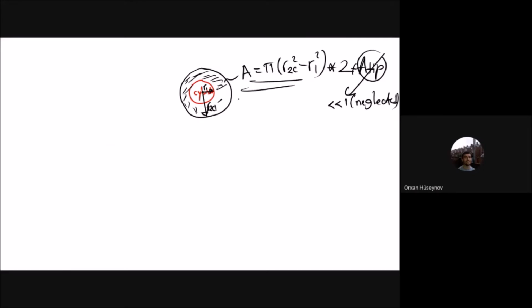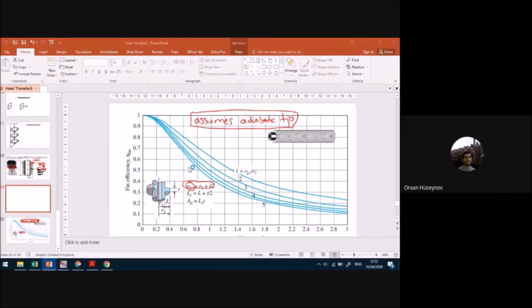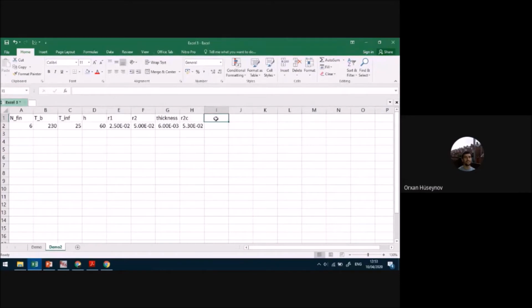Yeah, we will use this formula to calculate the area of the fin. Let's use it and calculate. So the area of the fin will be 2 times pi times R2 square minus R1 square. It should be corrected as we have said. This is the area of the fin.